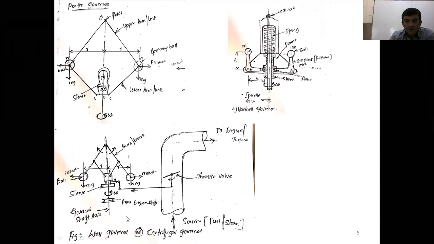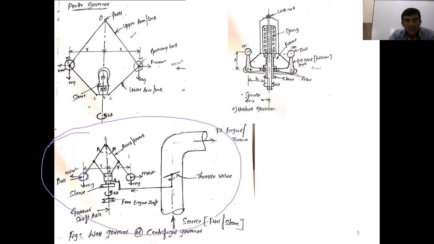First we discussed the Watt governor, how it works and how it is constructed. In the Watt governor, one end of the upper arm is connected to the governor shaft axis. Another end of the upper arm is connected to a governor ball.